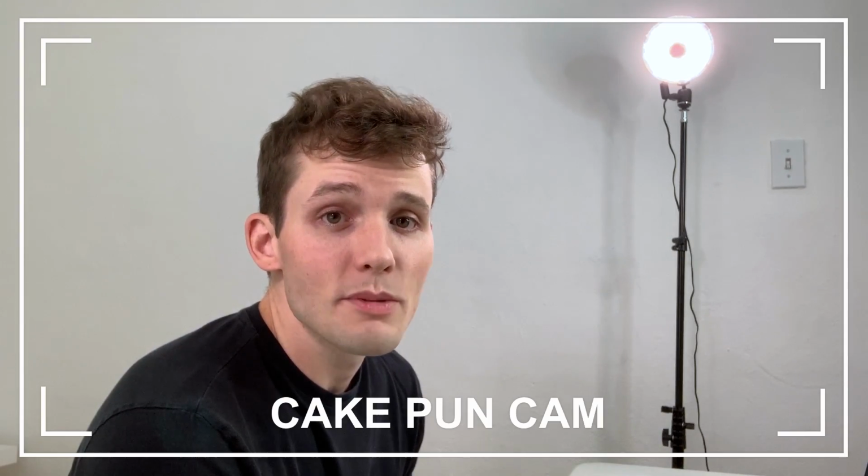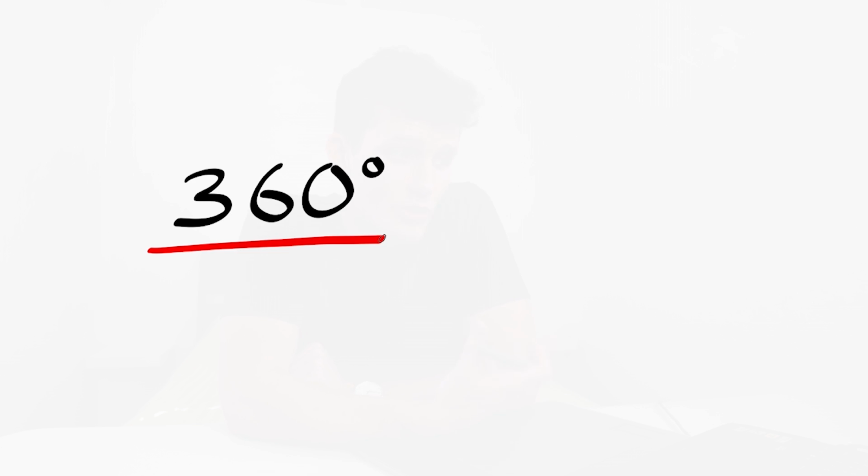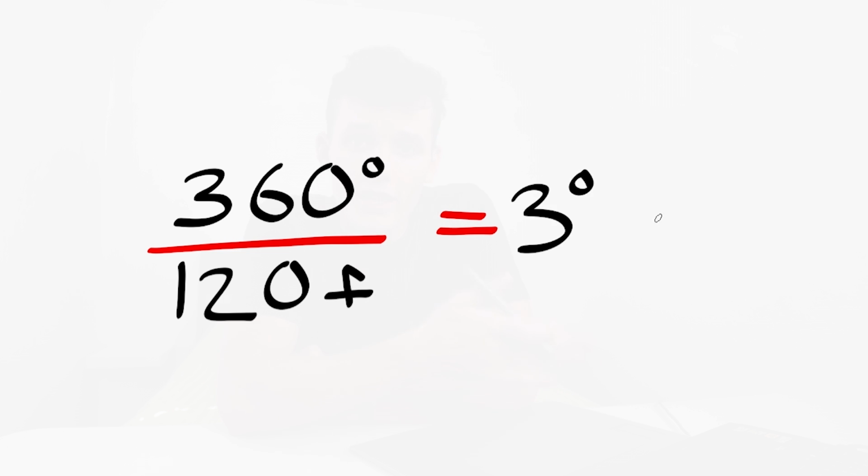My instinct is to go for one full rotation every 10 seconds. So it's not too fast, not too slow. I kind of want to find that sweet spot. So if it takes me 10 seconds for one full rotation at 12 frames per second, that's going to come out to 120 frames per rotation. And knowing that there's 360 degrees in a circle divided by 120 frames, that comes out to 3 degrees of cake having to be sliced every frame.